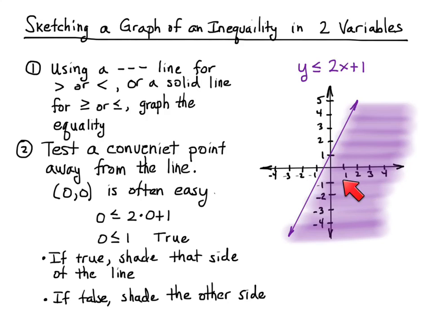Now, if we test (0, 0) and we end up with something false, like let's say this came out to be 1 is less than 0, then we would say, okay, (0, 0) is not part of the solution. We're going to then shade the other side.